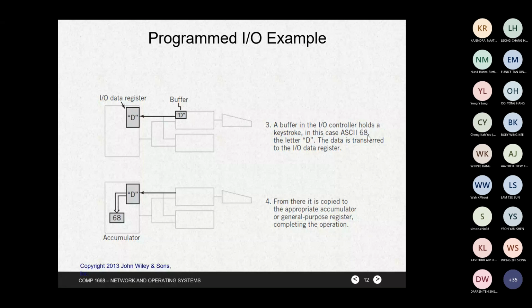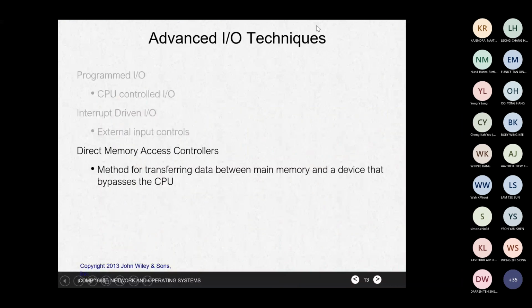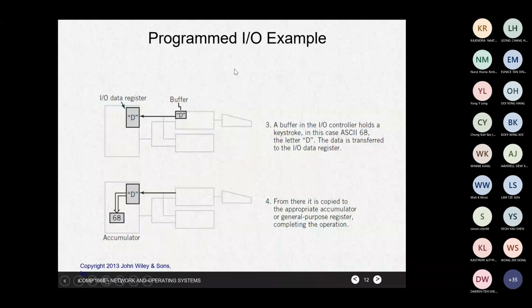It doesn't work as a 68. If the component could understand 68, then it would be wonders. But the component doesn't understand 68. The components only understand bits and bytes. So this D will be converted into bits, which is equivalent to 68, and then it will be transferred accordingly to the rest of the components. In this case, it is being transmitted to the accumulator to do some processing. That's the whole idea. That's an example of how we program the I/O to accept input or output.